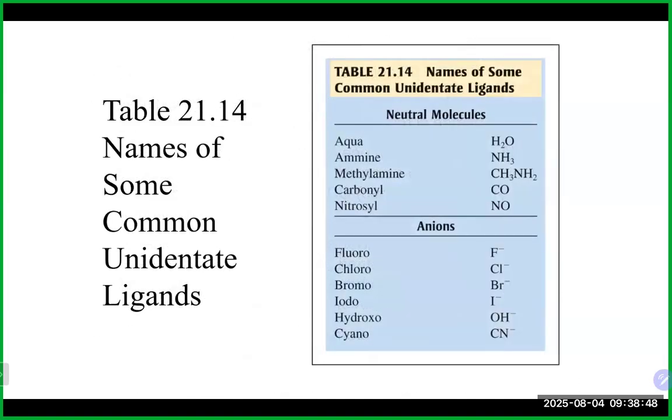Now, here are some ligands, and again, you can see aqua or aquo, ammine, methylamine, carbonyl. And then our halogens are named very much like we do in organic chemistry: fluoro, chloro, bromo, iodo, hydroxo there for hydroxide, cyano there for cyanide.